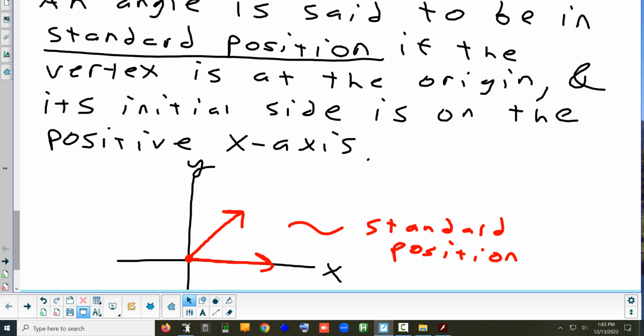So it gives us a way to draw something, and everybody's angle would look the same. Like if I said to draw a 45-degree angle, some people may have it rotated or flipped around, but if I said to do it in standard position, everybody's 45-degree angle should look the same.